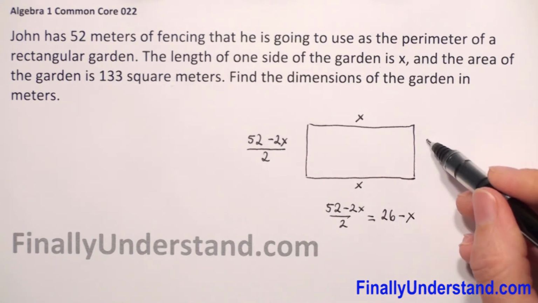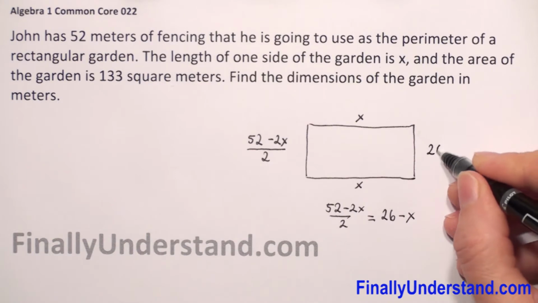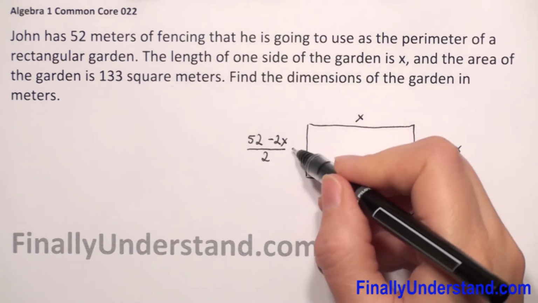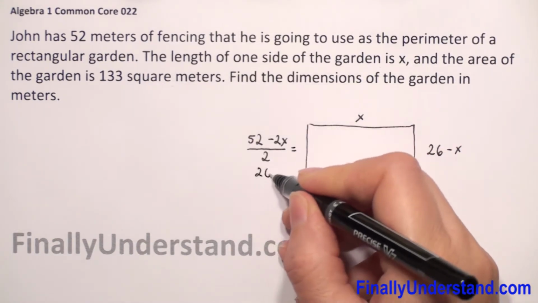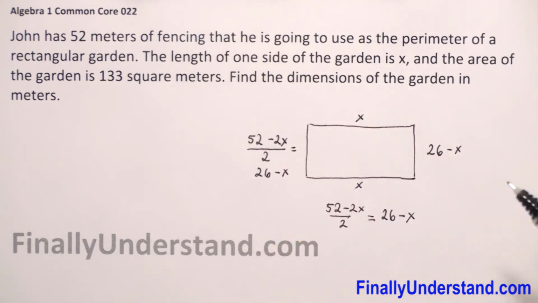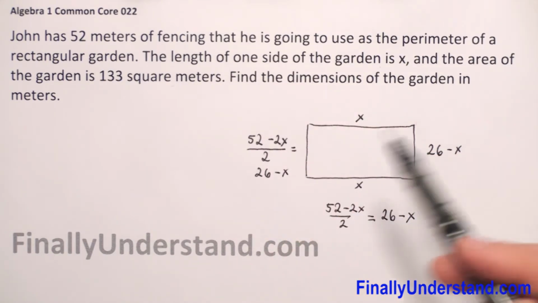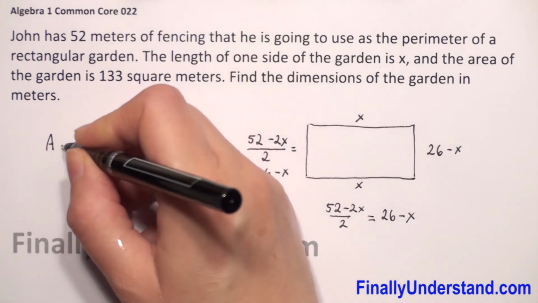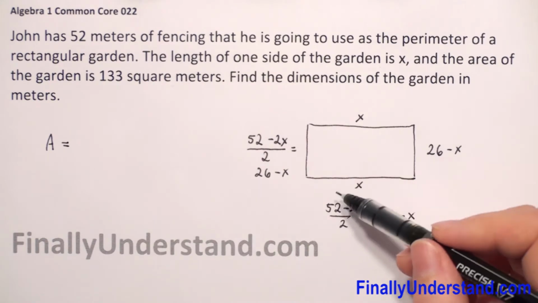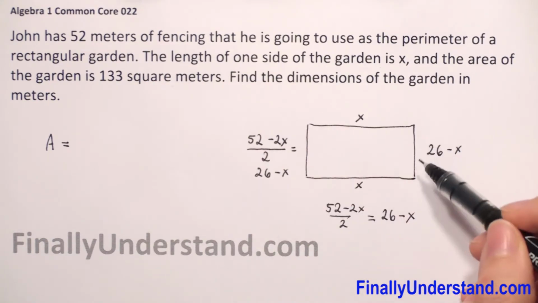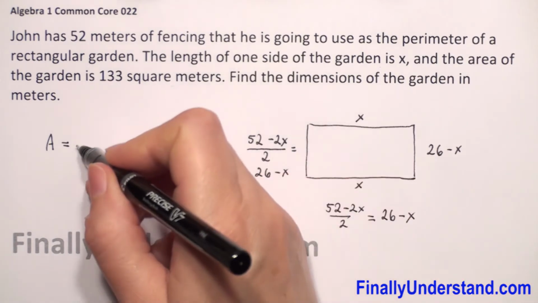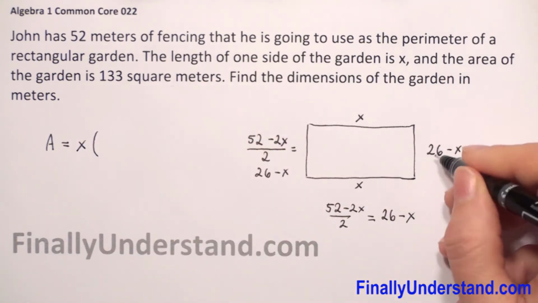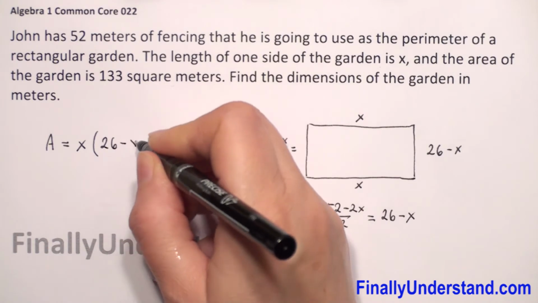So we have this side. This side is 26 minus x, and that side is also 26 minus x. What else is given? We are given that the area of the garden is 133 square meters. So how do we calculate the area? Area is width times length. The width is x in our example, and the length is 26 minus x.